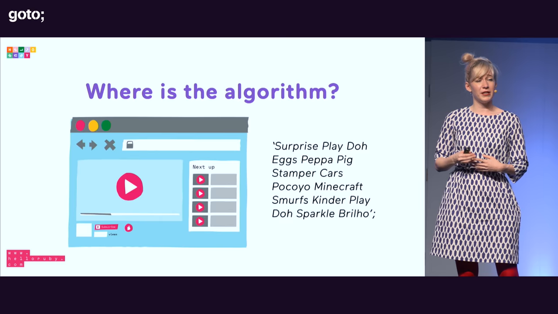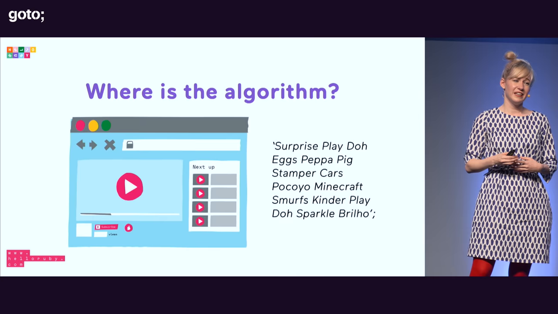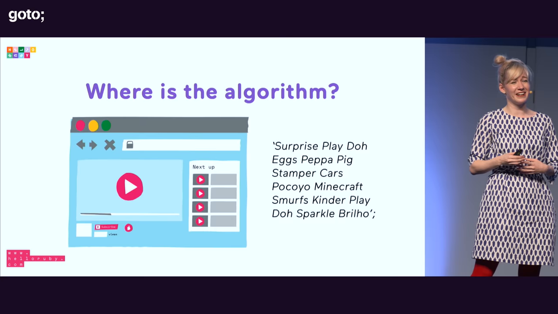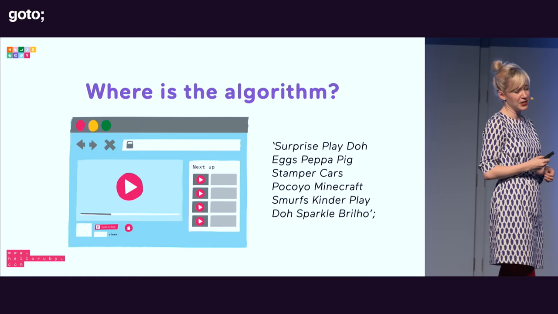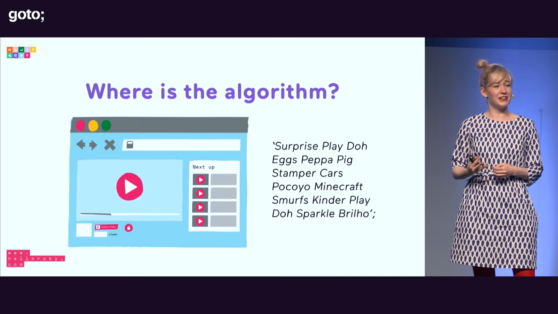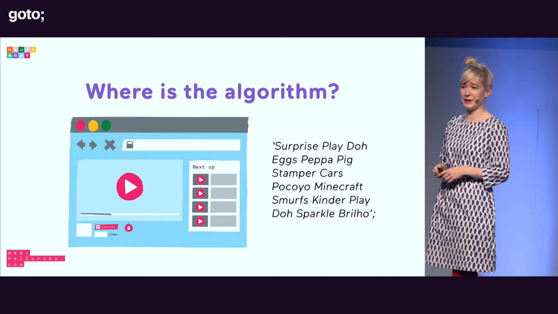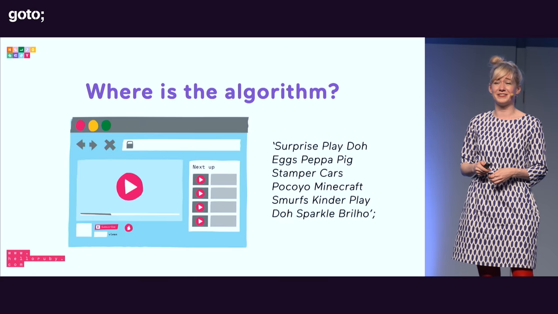But not only those things, also the kinds of videos that are created, because the algorithms are so powerful on YouTube. And I bet if some of you have seen the kind of crap your children watch on YouTube, you would recognize that these videos are not made for humans. They are made for algorithms. And that's why you have things like the surprise Play-Doh eggs, Peppa Pig, Stamper Cat, Pocoyo, Minecraft Smurfs coming up, because the algorithm loves stuff like this, not the human. And this is the world we are worried about, where computer science defines the kind of world we live in, and the humans don't have any more room to say what they believe in.